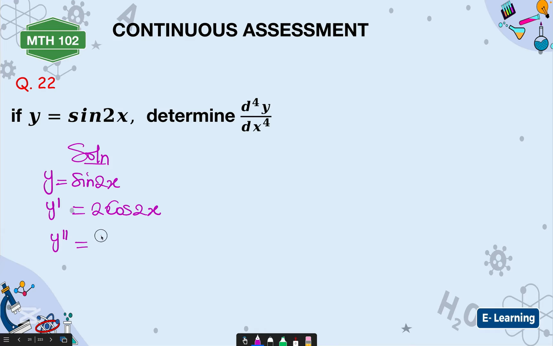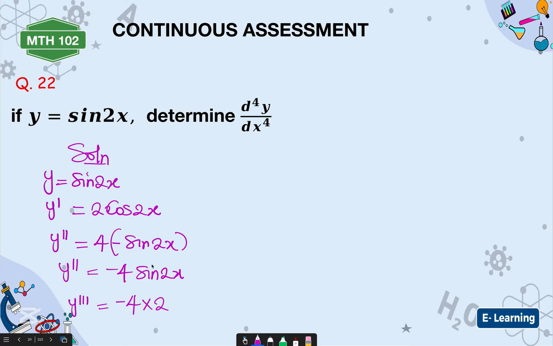y prime prime will be equal to what? Differentiate this one, it will give us 4, minus sine 2x. That is, y prime prime will now give us minus 4 sine 2x. Then y prime prime prime, differentiate this one again. This 2x, you use it to multiply everything here, which will be minus 4 times 2. Differentiate sine to give us what? Cos again. So cos 2x. So our y prime prime prime gives us minus 8 cos 2x.